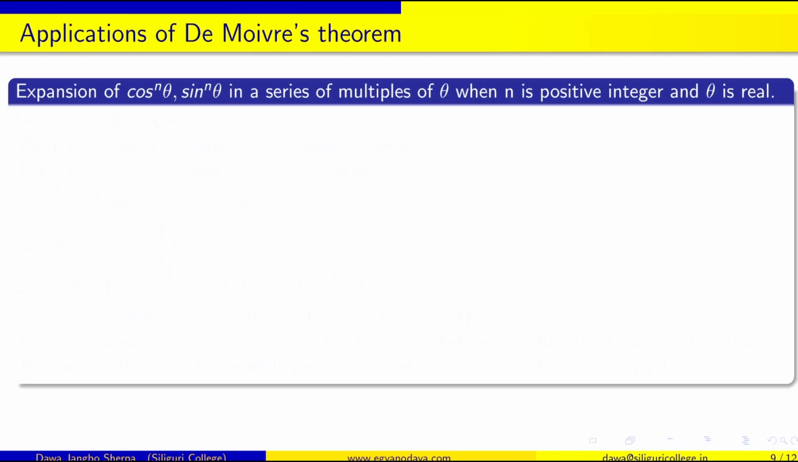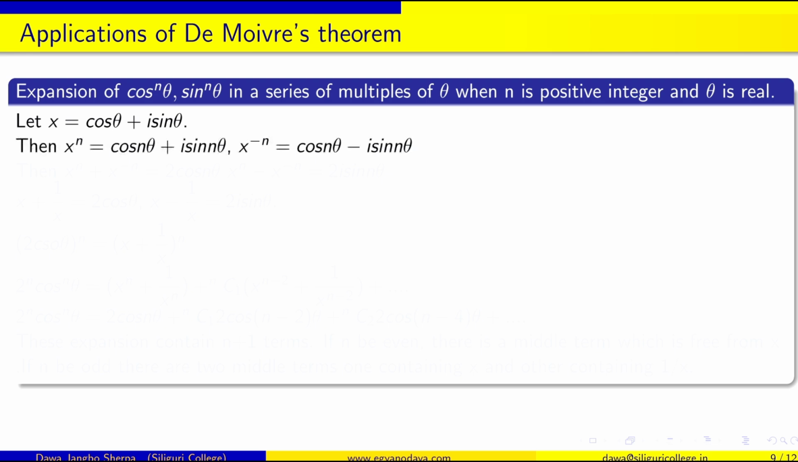Now we are going to find the expansion of cos^n theta and sin^n theta in a series of multiples of theta, where n is a positive integer and theta is a real number. So let x equal cos theta plus i sin theta, then x to the power n can be written as cos n theta plus i sin n theta. Similarly, x to the power minus n can be written as cos n theta minus i sin n theta.